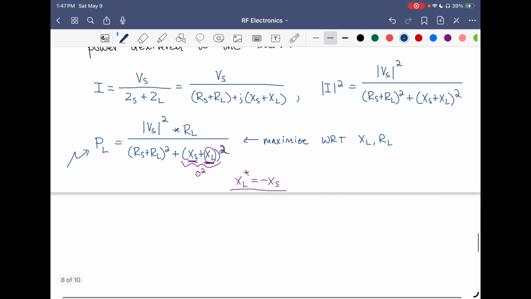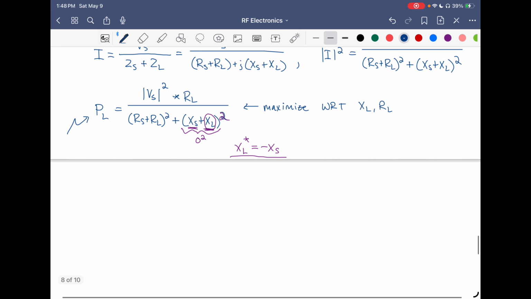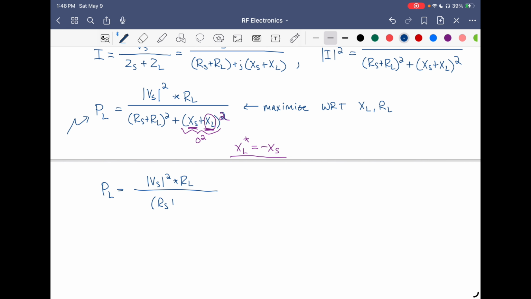So with this choice of the optimal load reactance, the power expression can be simplified to Vs squared times RL over Rs plus RL squared. Now we want to maximize just with respect to RL because we've already found the optimal XL value. I'm just going to get rid of the star here because it might be confused with the conjugate actually. So let's just call this optimal XL equal to negative XS.